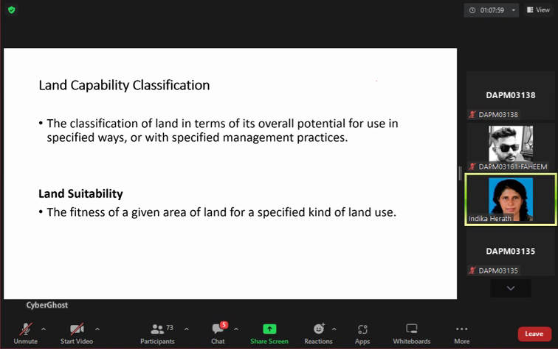Similarly, land capability classification, that is the classification of land, whether land is capable for something. This classification of land, right? So this is in terms of overall potential of land use in specified ways with specific management practices. So if we want to do a particular activity on land, we see whether the land is capable of supporting that.